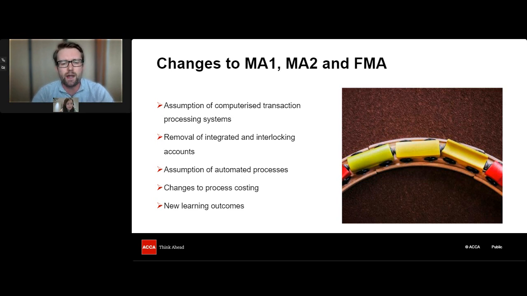So throughout MA1, MA2 and FMA, costs are an important topic, and in particular, the recording, analysing and controlling of material, labour and expense costs. And currently in the syllabus, there's an assumption of a manual, paper-based approach. But in many organisations, these processes are automated, and so that's what we're going to be focusing on now. But again, it's important to emphasise whether it's manual or automated, the underlying controls must still be in place, even if there's little or no physical paper documentation.